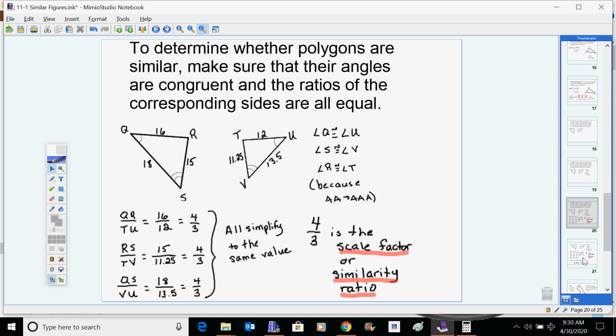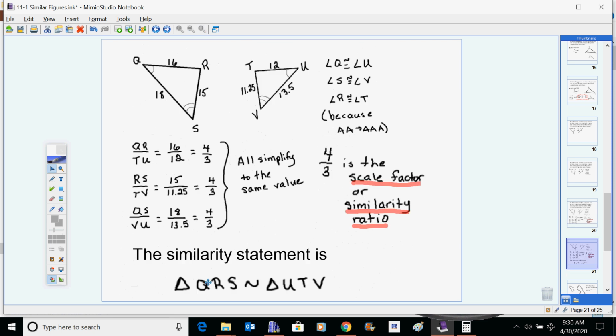Now, if we want to write down the similarity statement, okay, you need to use the similar symbol. It does not matter what order your first letters go in.